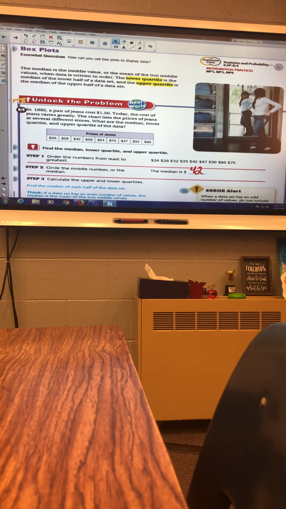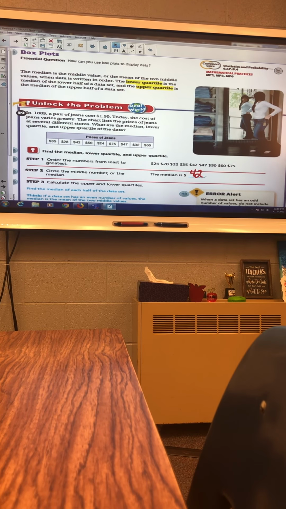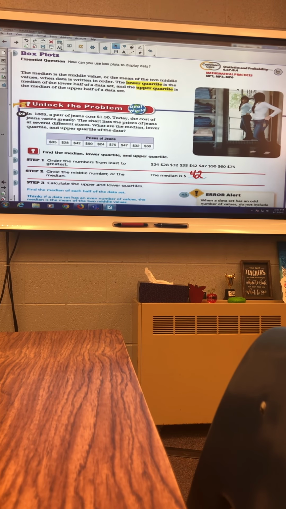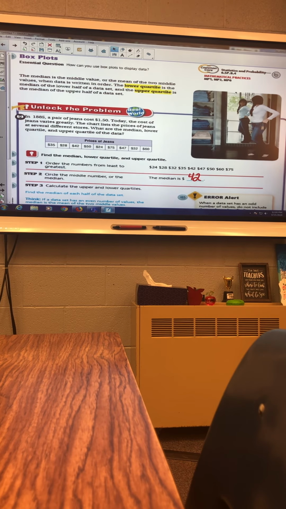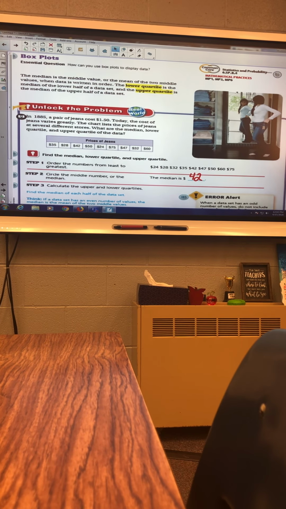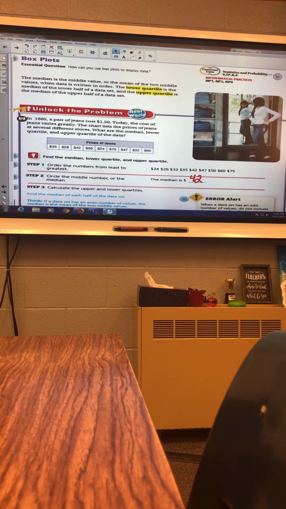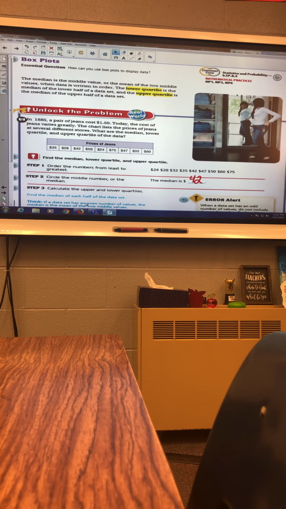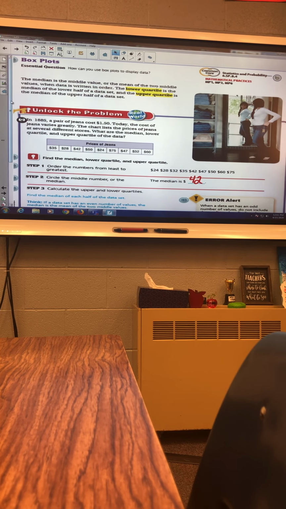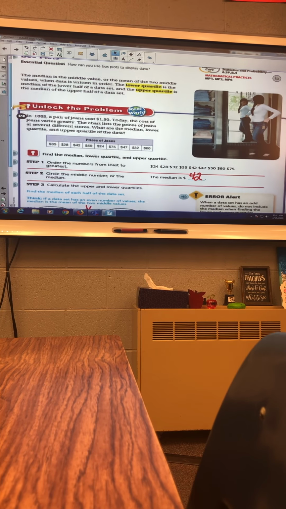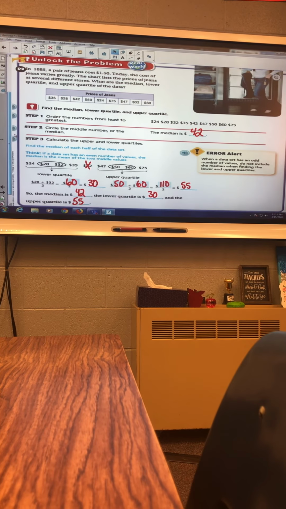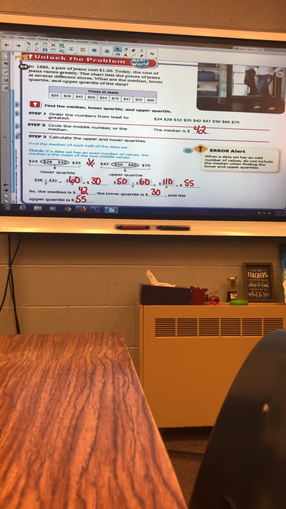You need to know the median, which you should already know as the middle value when put in order from least to greatest. You need to know the lower quartile, which is the median of the lower half of the data, and the upper quartile, in contrast, is the median of the upper half of the data set. So let's go ahead and look through. I've already filled in some things to kind of get the ball rolling a little bit.